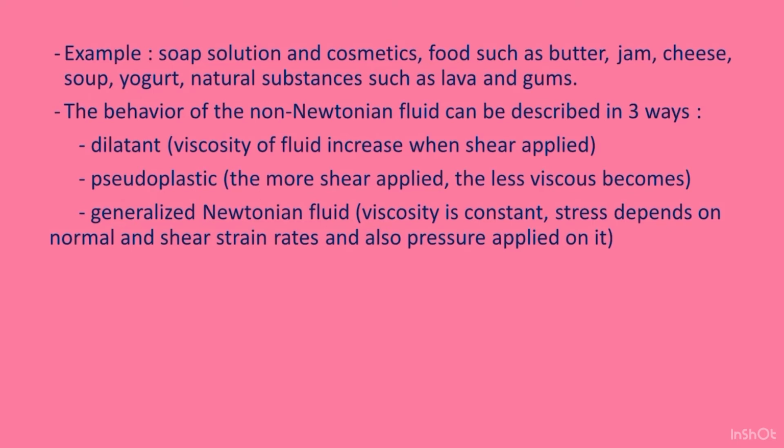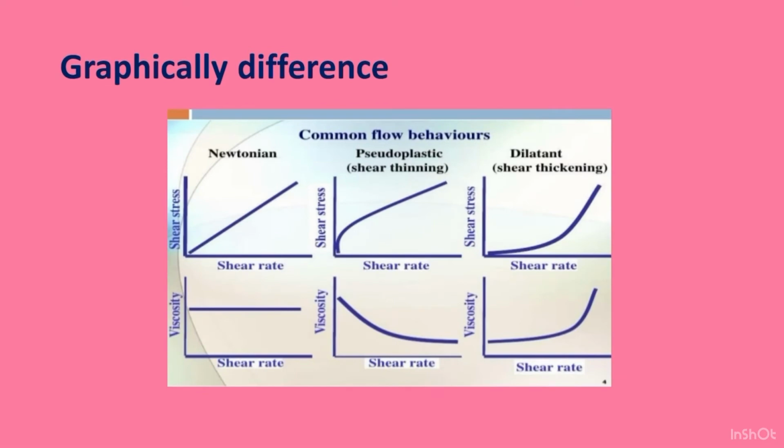The behavior of non-Newtonian fluids can be described in three ways. First is dilatant: the viscosity of the fluid increases when shear is applied. Second is pseudoplastic: the more shear applied, the less viscous it becomes. And the third is generalized Newtonian fluid, where viscosity is constant, and stress depends on normal and shear strain rates and also the pressure applied on it. This is the graphical difference between Newtonian, pseudoplastic and dilatant, where the latter two are non-Newtonian fluids. We can see the difference in the graph.